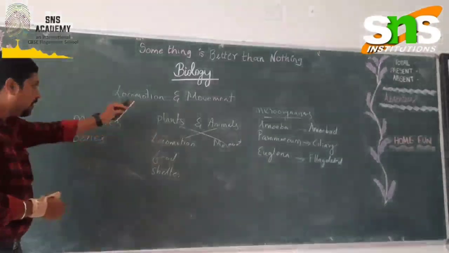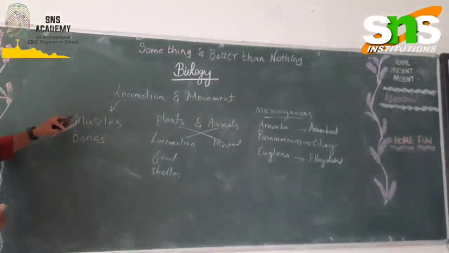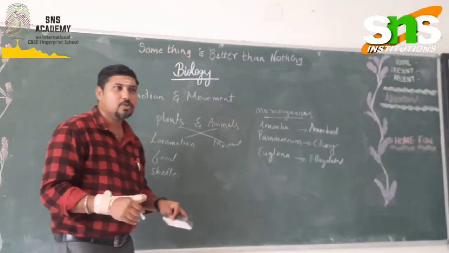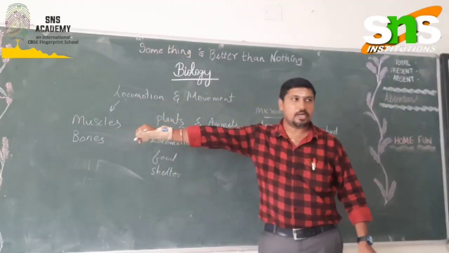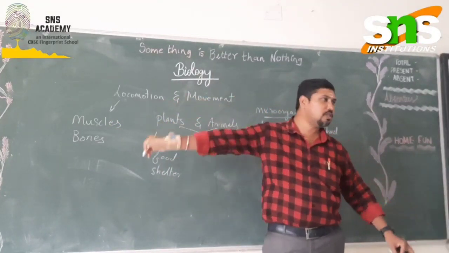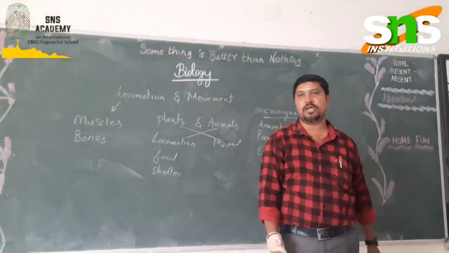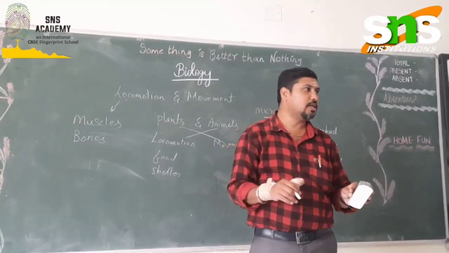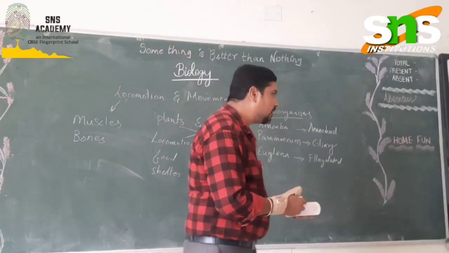So in locomotion in human beings or in the higher animals, muscles and bones play an important role. Got it? Now, the bones belong to which system? The skeletal system. You are right. So now we'll see what the skeletal system is. We'll see muscles later.